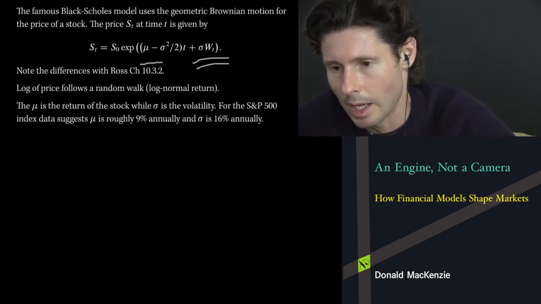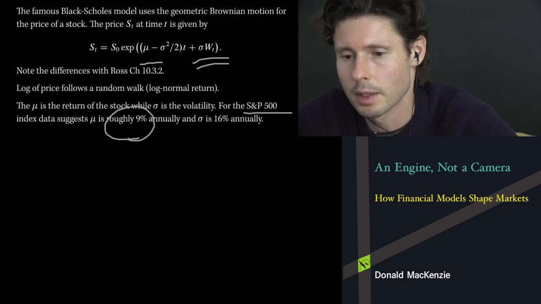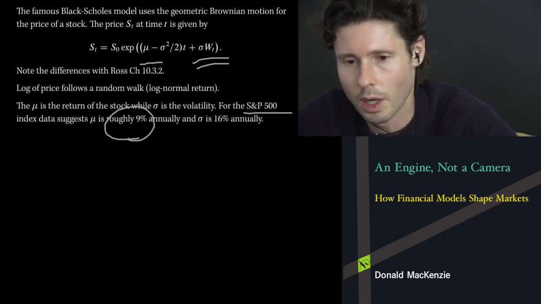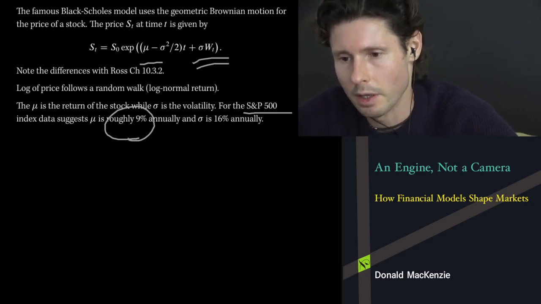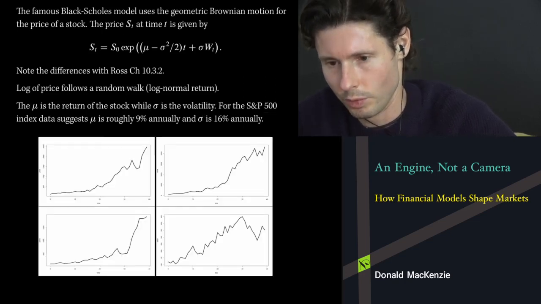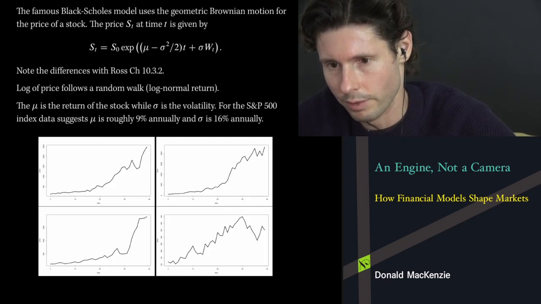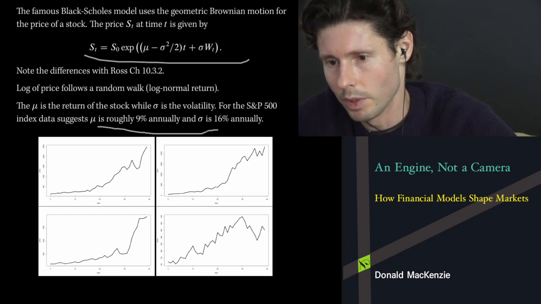If you look up the S&P 500, the most important index for US equities, this would roughly translate to a roughly 9% return annually. So $1 at the beginning of the year grows to $1.09 at the end. And the volatility, the uncertainty around that, is 16%. So I made a few simulations here of this process. Starting from some price, I simulated a bunch of trajectories using these numbers as parameters.